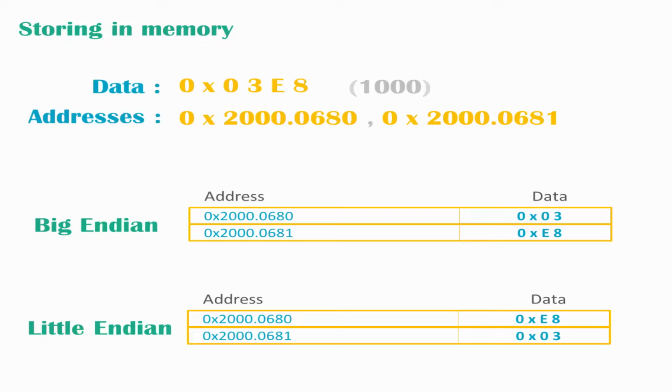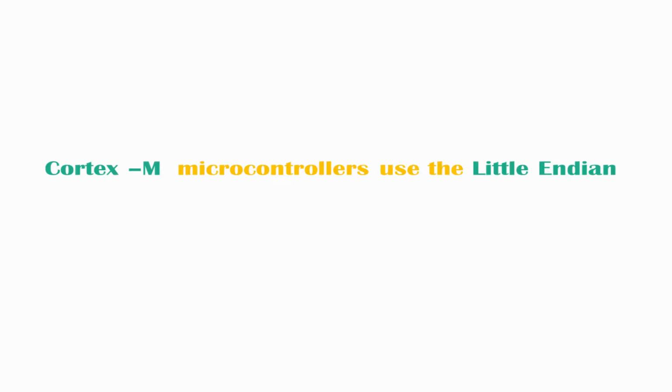So this follows through in 32-bit numbers. Some microcontrollers come in big endian and others come in little endian. For instance, the microcontrollers made by the Freescale company are big endian microcontrollers, but keep in mind our Cortex-M uses the little endian.